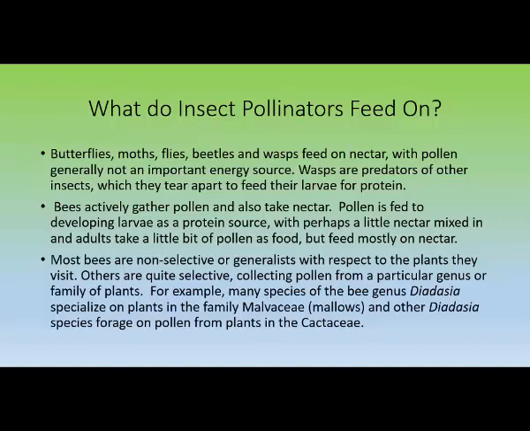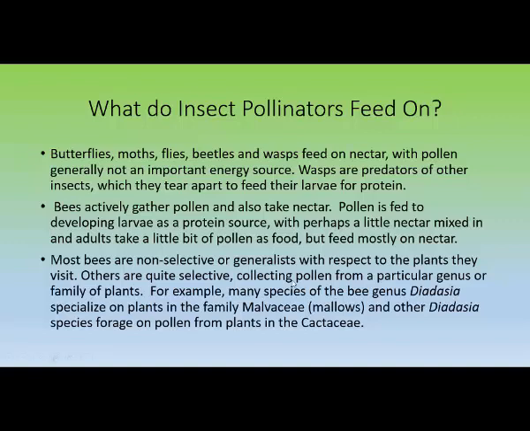They need it's very high in protein. They may also mix a little bit of nectar in. And then the adults are just kind of the opposite. They may take a little bit of pollen for food, but mostly they're nectar feeders. Of course, the butterflies are going to be feeding on nectar, the moths, the flies, the beetles, all feeding on nectar.